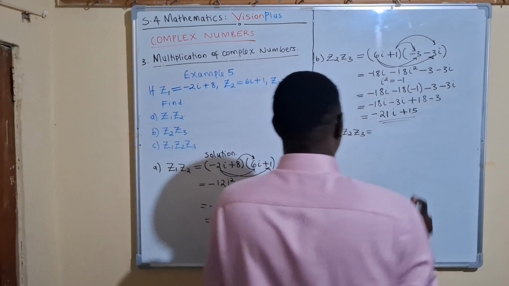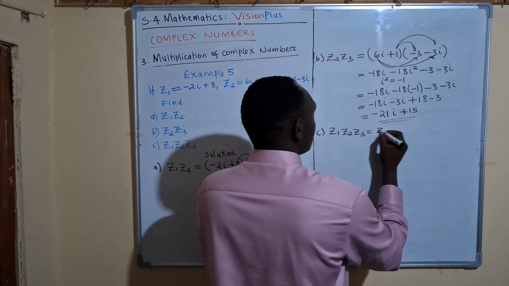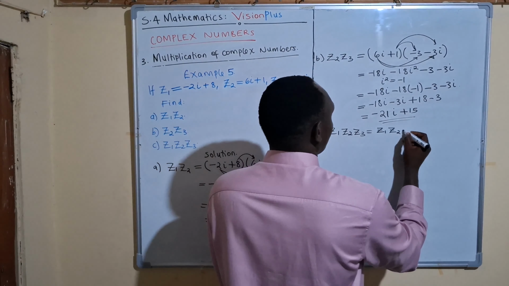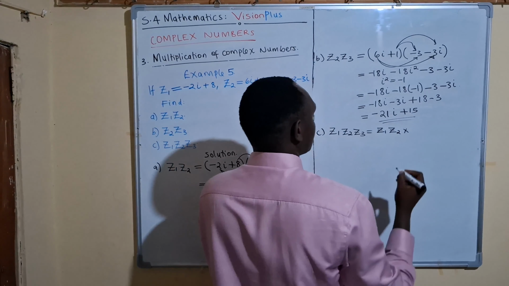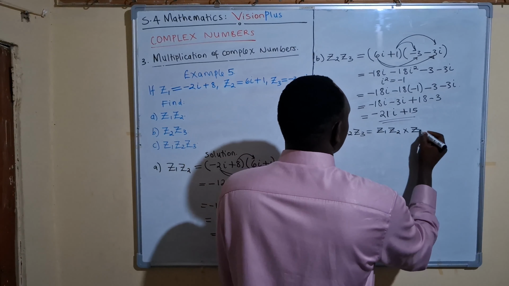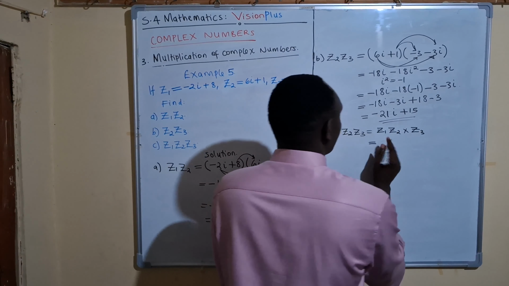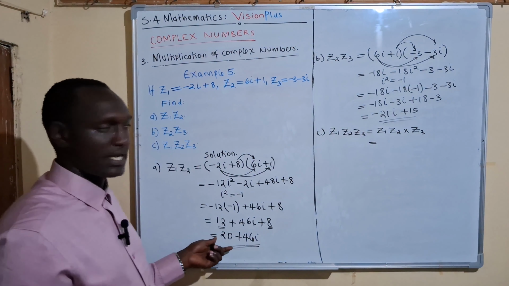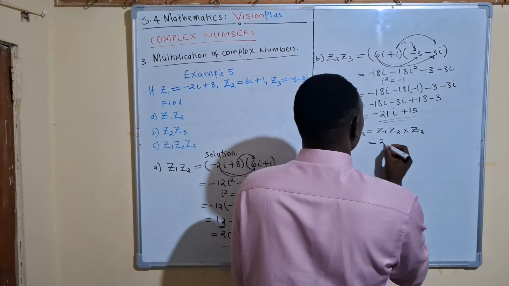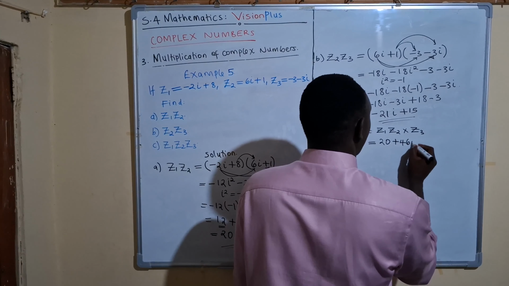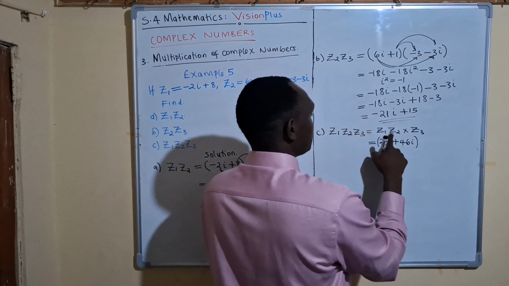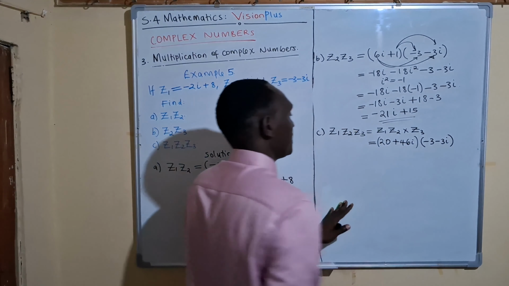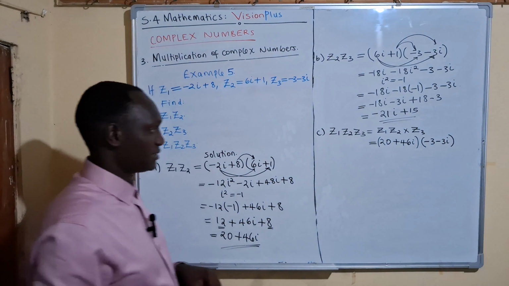So let me just separate, and I will separate in the format that z1 times z2, and then multiply by z3. But you know that z1 z2, we have already obtained it as 20 plus 46i. So here you just write 20 plus 46i. This is z1 z2. And now you multiply by z3, which is negative 3 minus 3i. This would give us the answer.